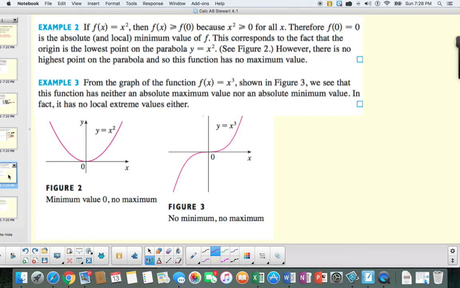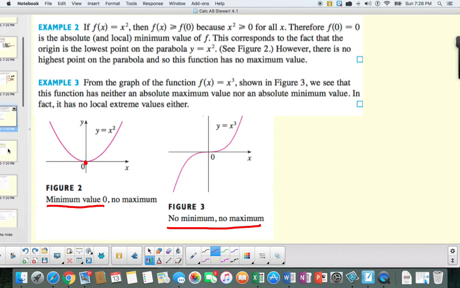Let's take a look at y equal to x squared. We notice that for y equal to x squared, we have an absolute minimum value, but no maximum. If we take a look at y equal to x to the third power, we notice that we have no minimum or maximum values.